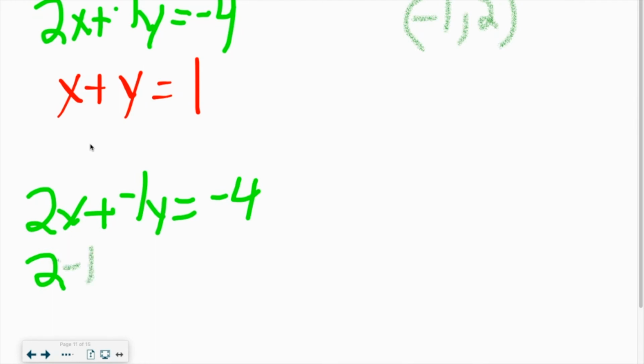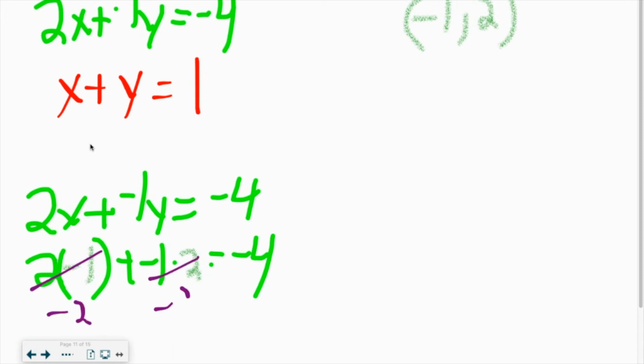Remember that that's multiplying, so whether you want to put a parenthesis or a times sign, you can do that. And then the y value of 2 equal to negative 4. And then from there, we're just going to simplify. So I get negative 2 plus a negative 2. Negative 2 plus negative 2 gives me negative 4 on the right side. That all stays negative 4, and that did work out.